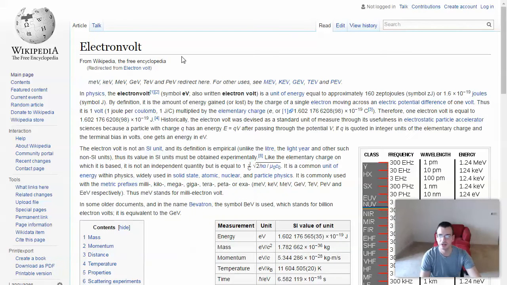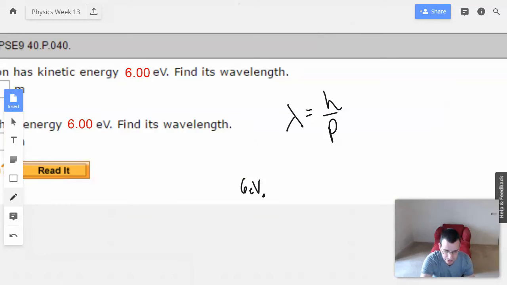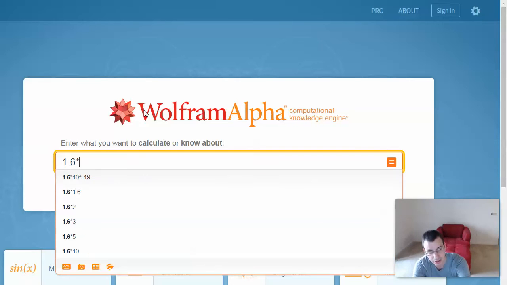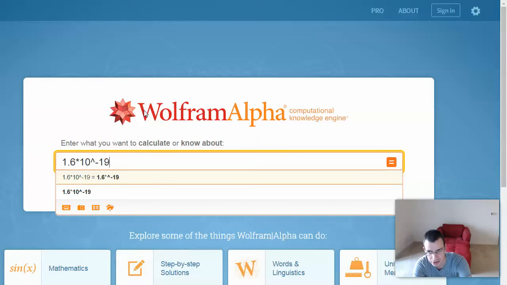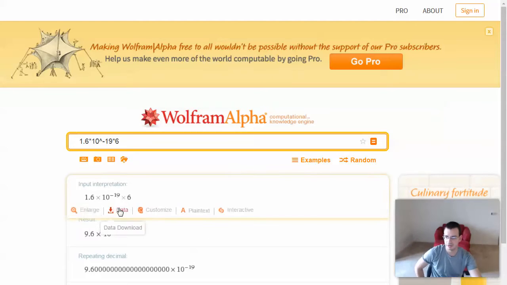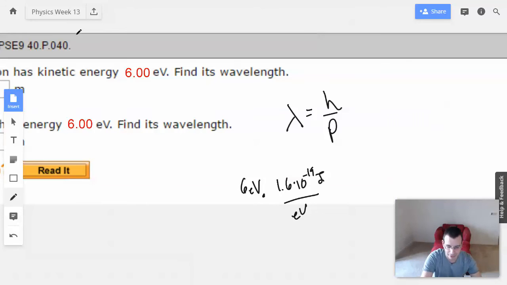So, 1.6 times 10 to the negative 19th joules per electron volt. So let's do 1.6 times 10 to the negative 19th times 6. We have 9.6 times 10 to the negative 19th. That makes sense because 6 times 16 is like 96. That seems reasonable. Joules. Okay, we got that.